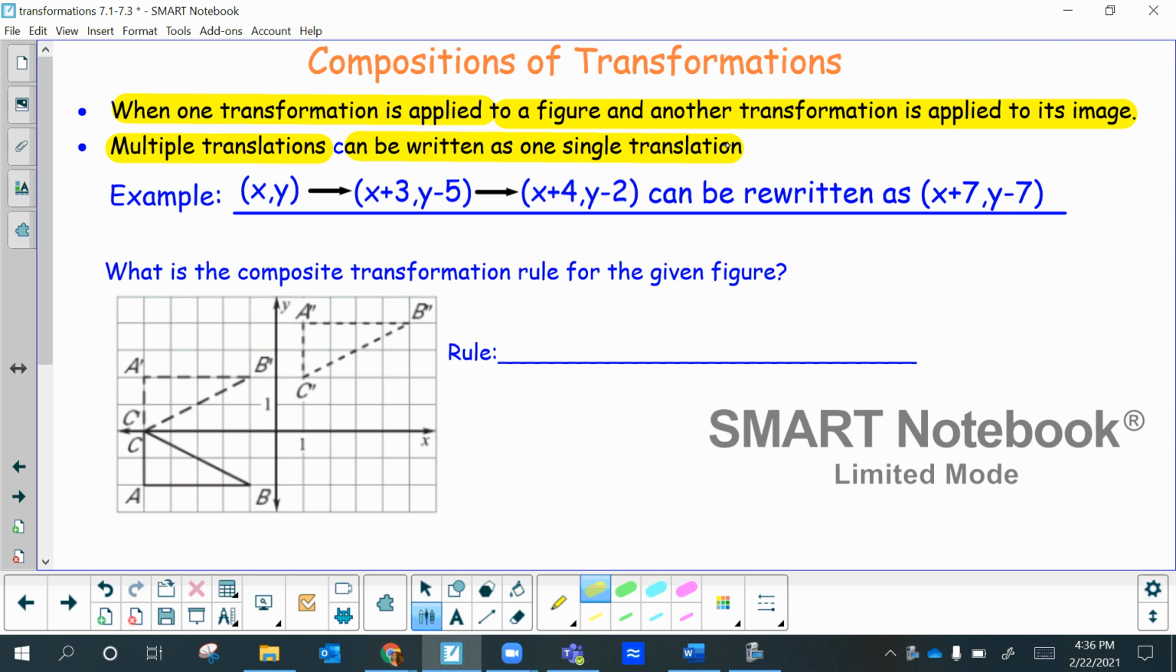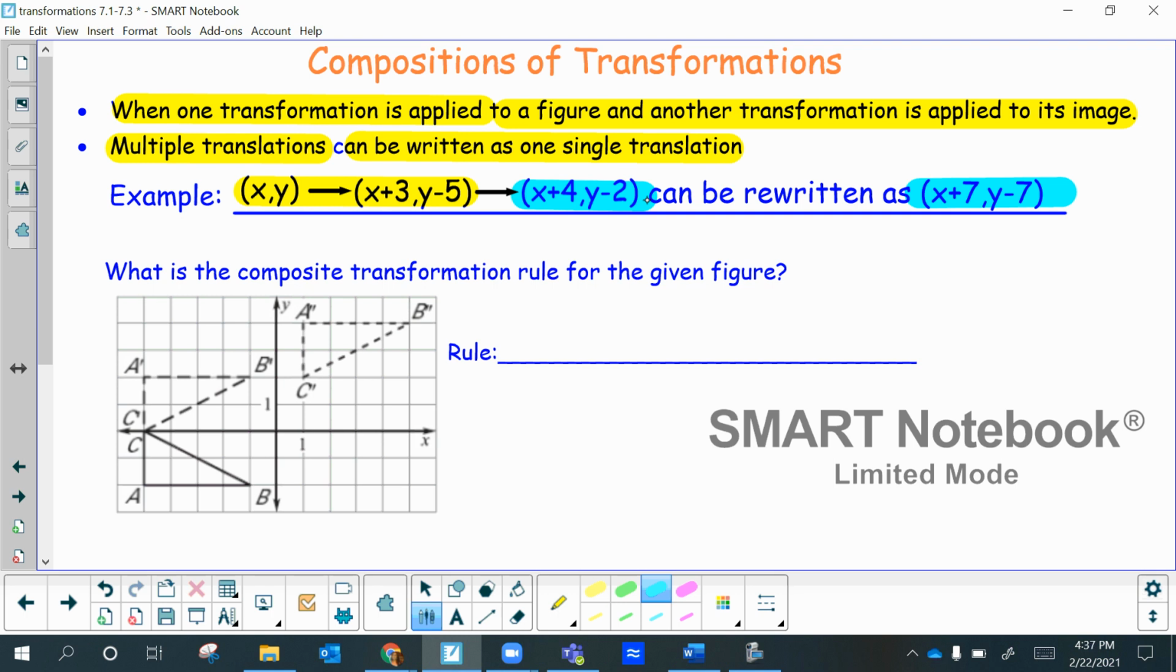Here's a quick example. Here's translation number 1. Here's translation number 2. Instead of writing them separately, you can just write it as that single transformation. It went to the right 3 and then down 5. And then we took that image and went to the right 4 and down another 2. And so we can just write it as that. Now, it's not always just two different translations.